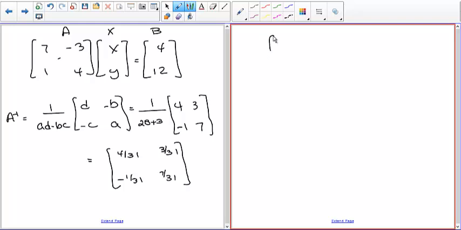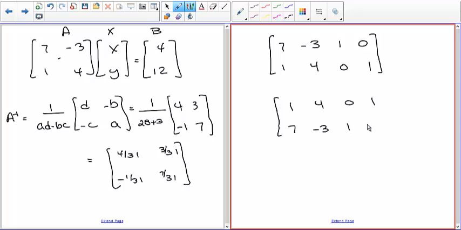Now the other way is to take the coefficient matrix and augment it with the identity matrix. And you can see the first step is I just switch row 1 and row 2. Okay. Now I have a 1 up here, so the next step is to make that a 0.